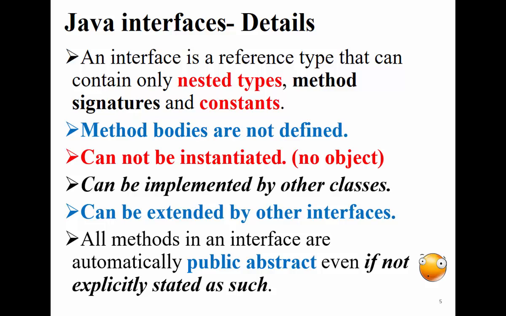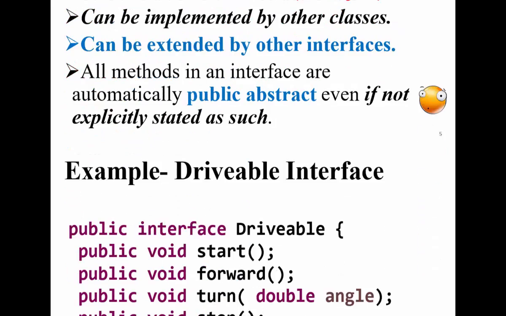All the methods in the interface are automatically public abstract methods. And we're going to come across later on what we mean by abstract. Okay? So even if we didn't mention explicitly that a method is public abstract in the interface, all the methods inside the interface are public abstract methods, even if we didn't mention that.